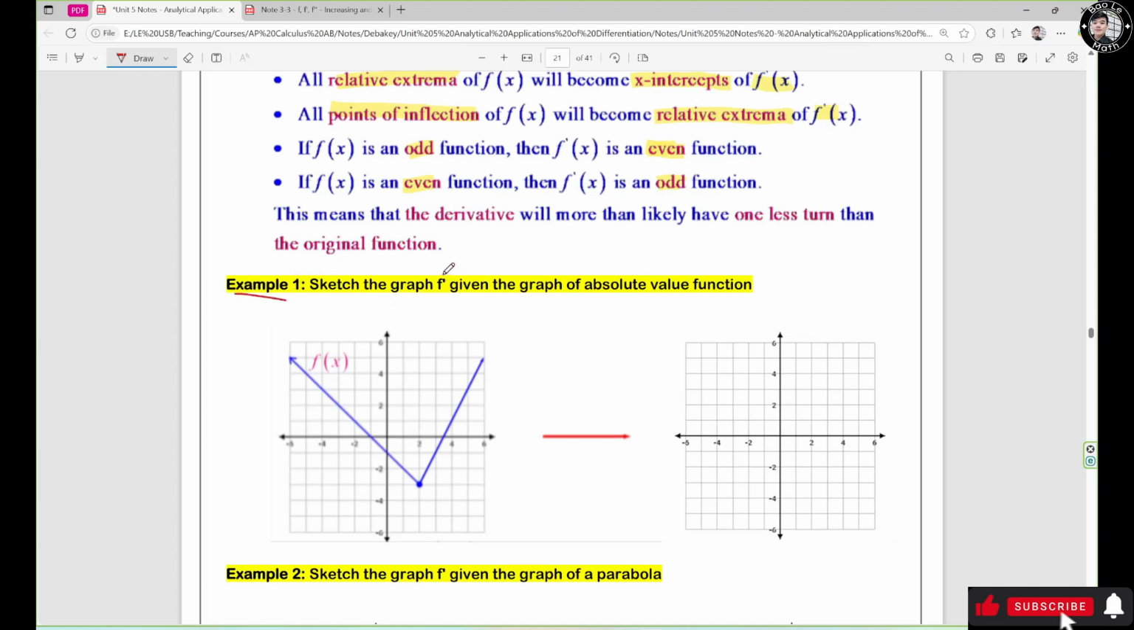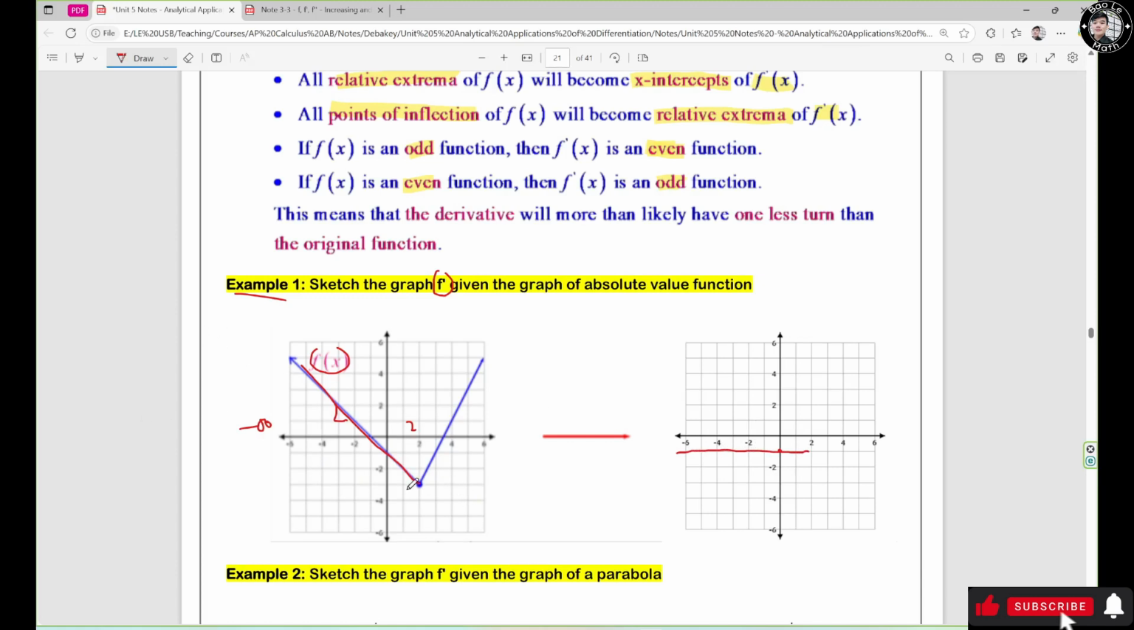Sketch the graph of f prime of s given the function f of s, right? Now, this one is the absolute value function. First, we need to find the slope of the tangent line. This one is linear from here to here. The slope of the tangent line is negative 1, so it's going to be negative 1 right here, from negative infinity to 2, right?